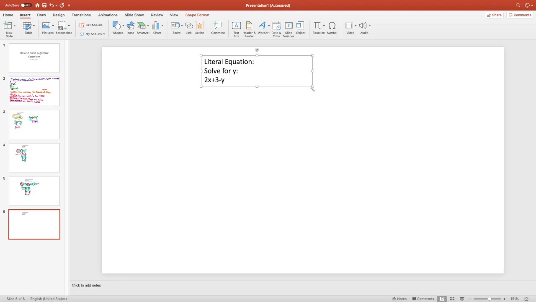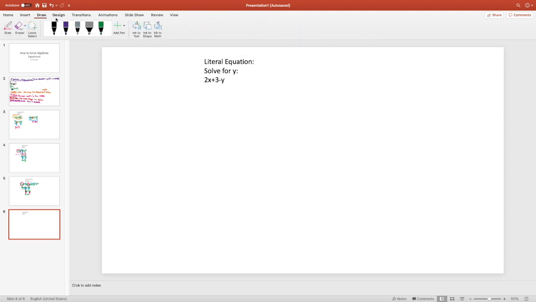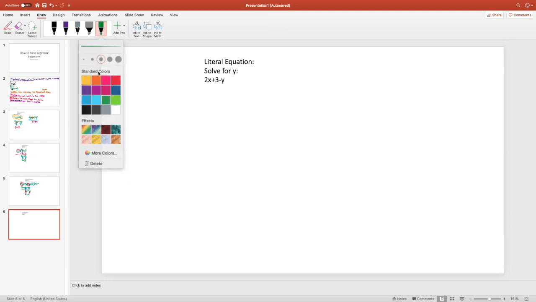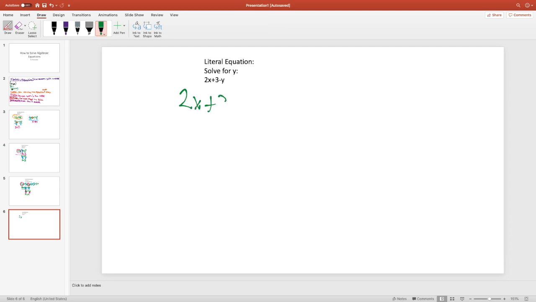So we have a negative y. This would be the same as that, just in case you're confused. So remember, the first step is always to rewrite the equation. 2x plus 3 minus y. Let's create an answer. Equals, it doesn't matter, 4. Yeah, that seems simple.